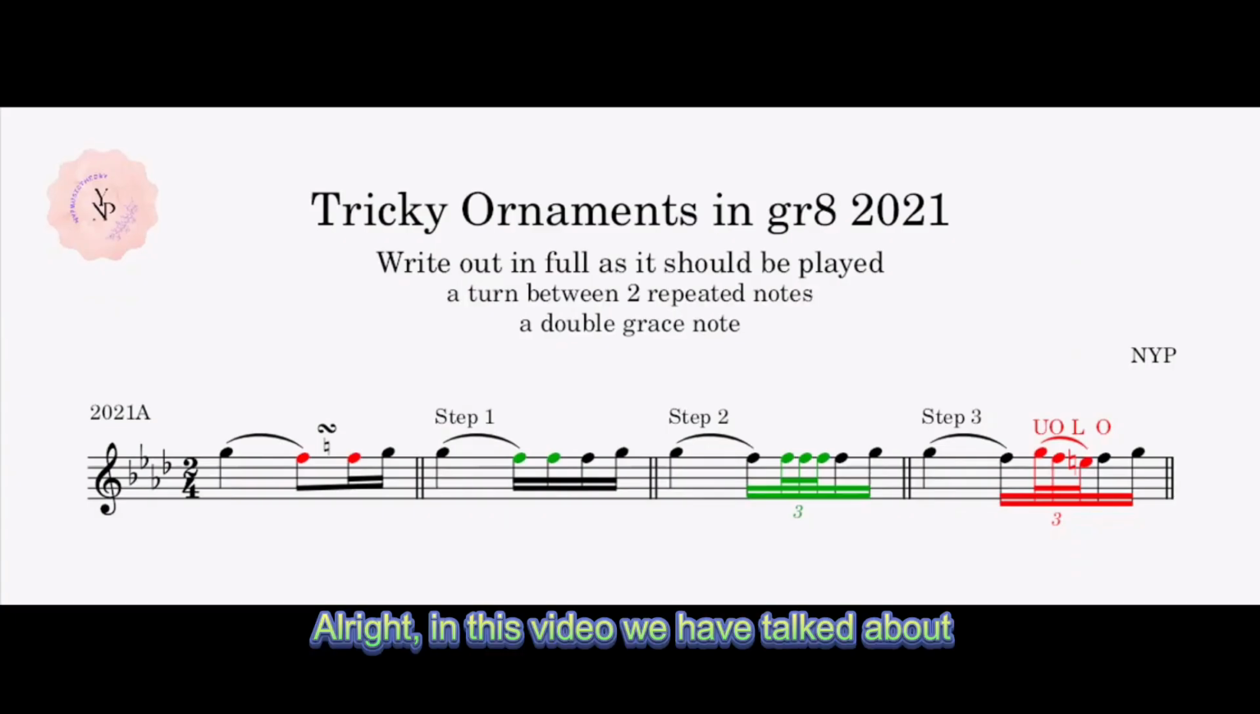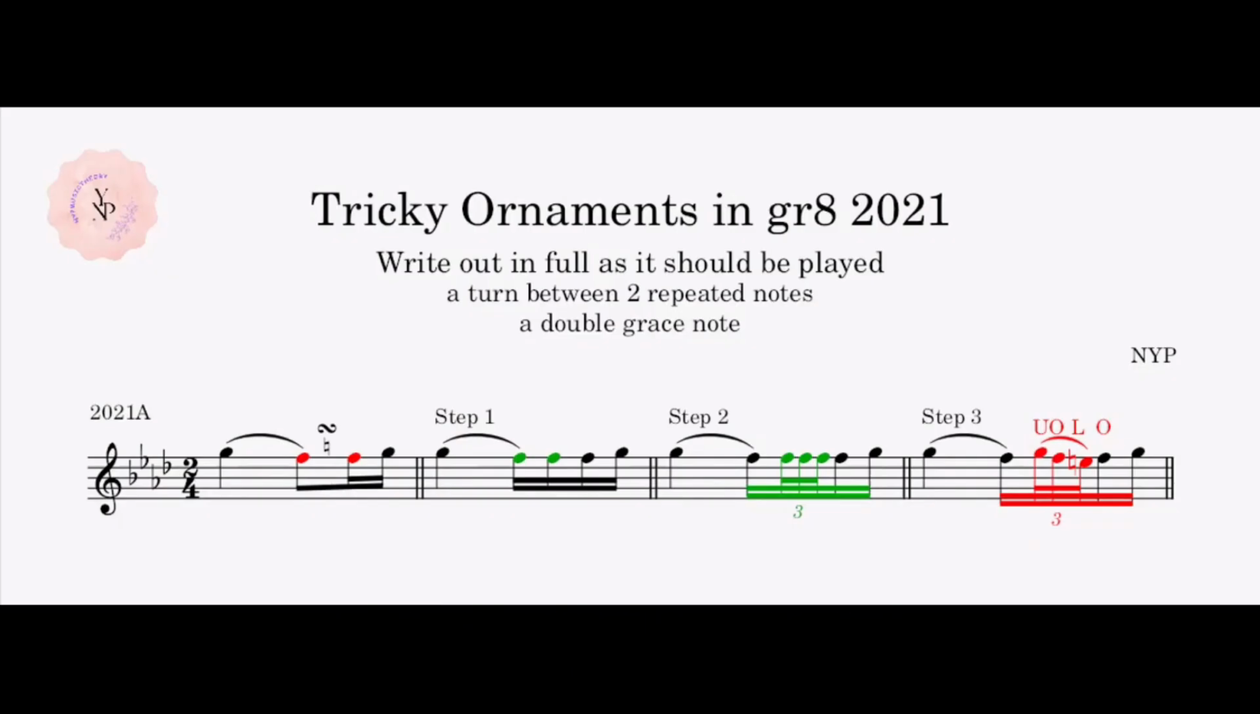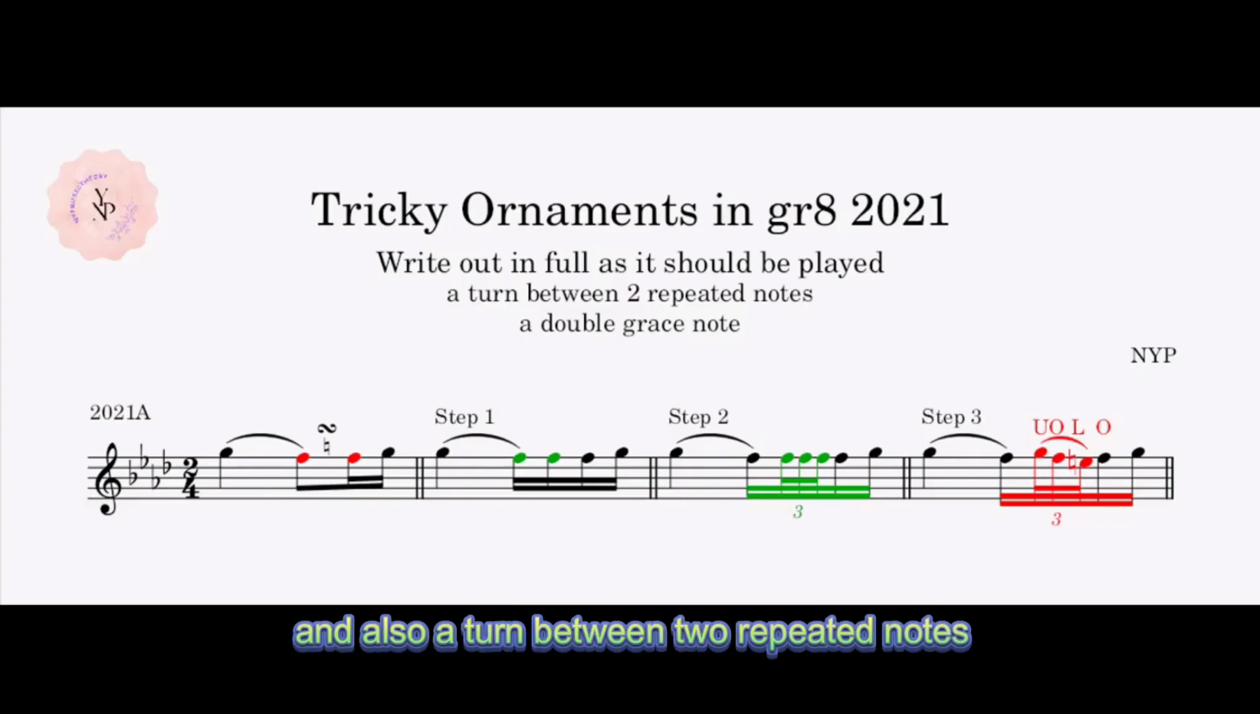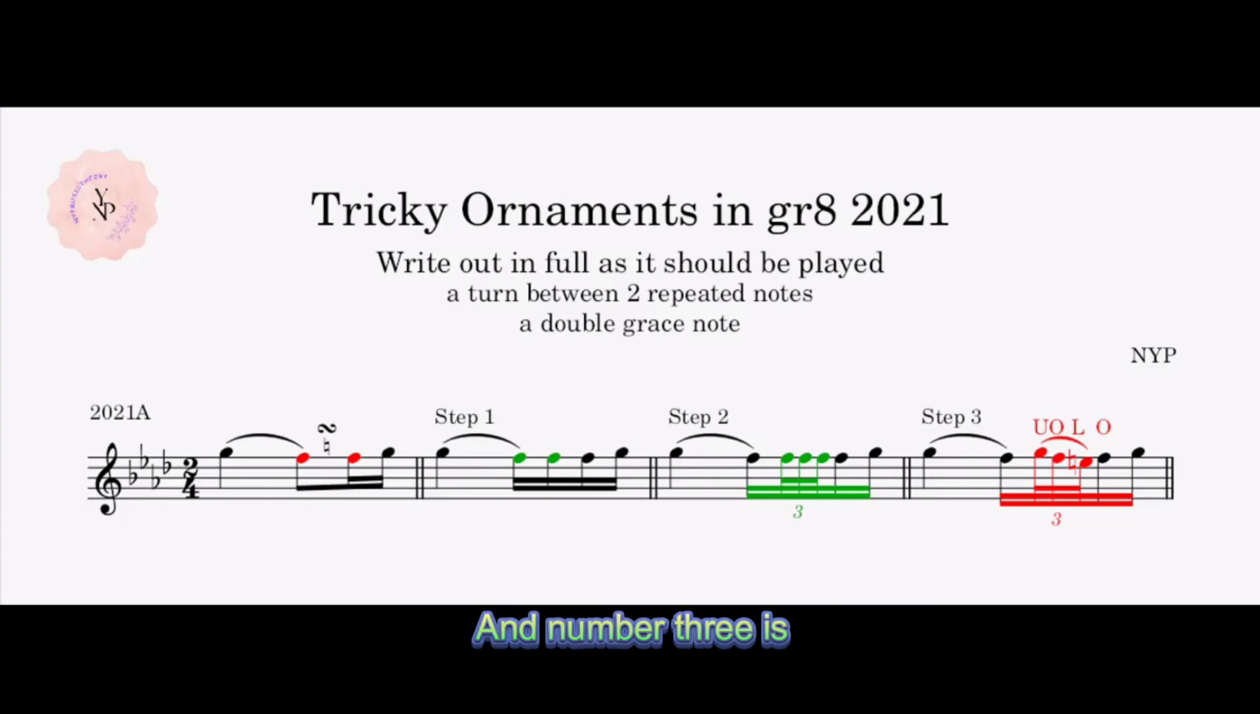All right, in this video, we have talked about how to write out in full as it should be played the ornaments: a turn between two repeated notes, and also a turn between two repeated notes plus an appoggiatura in front of the first note. And number 3 is how to write out in full a double grace note. I hope this video can be of help and wish you all the best for your exam.